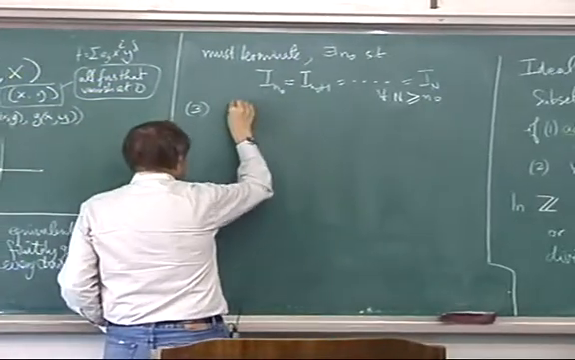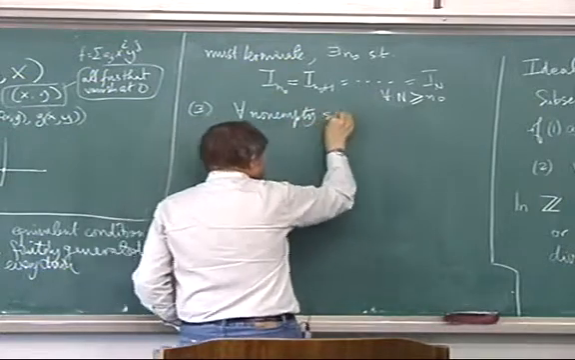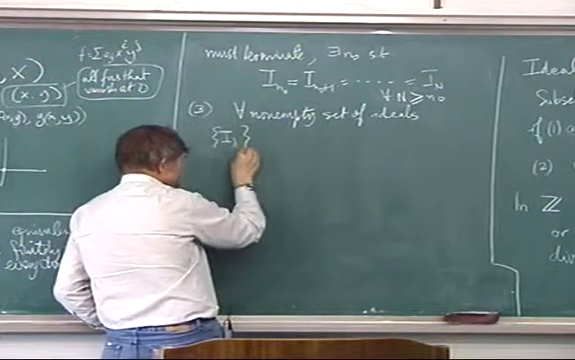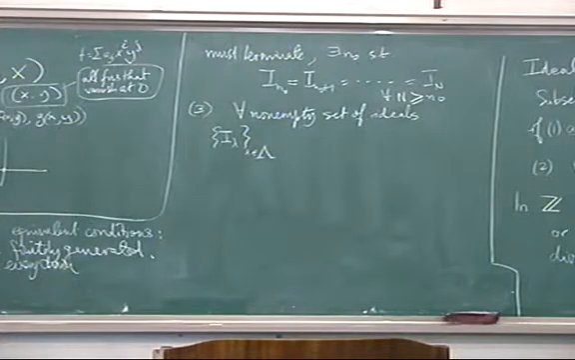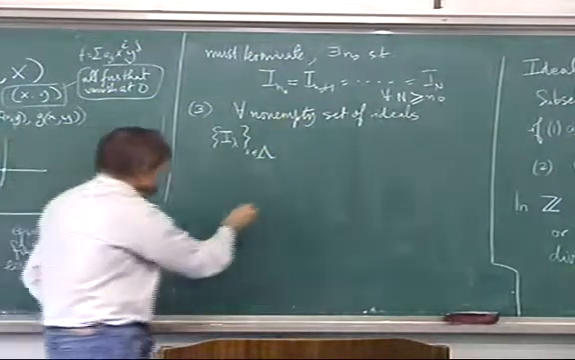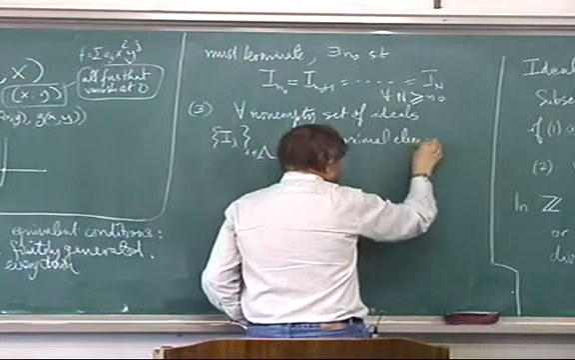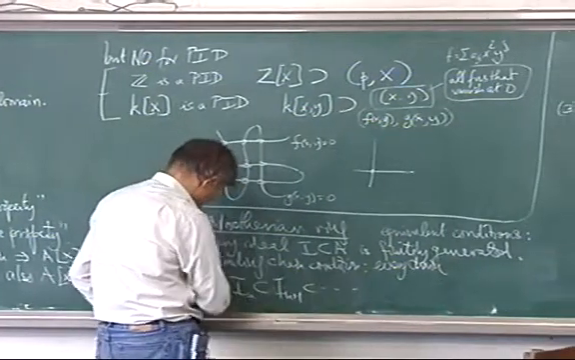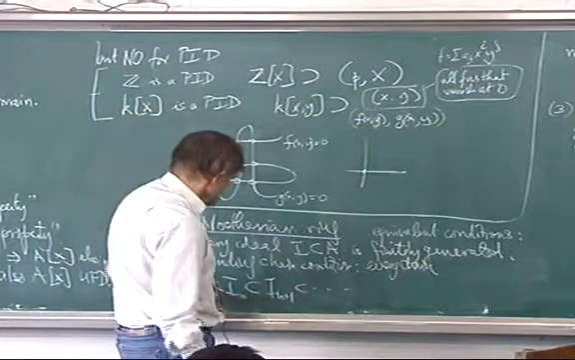The third condition is every non-empty set of ideals, I sub lambda, so it's a set indexed by some indexing set. The idea is I don't want to write 1 up to n because this is possibly infinite. Has a maximal element. So basically this is the same thing as the ascending chain condition. If in an ascending chain condition I have this potentially infinite number of ideals, one of them must be maximal among all of these.